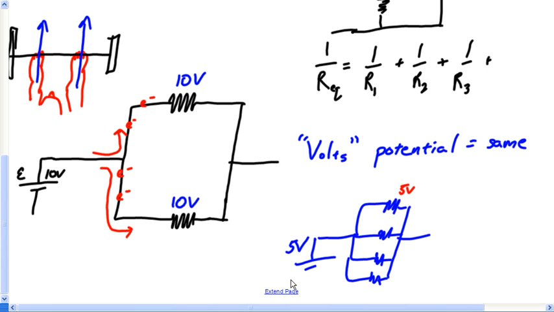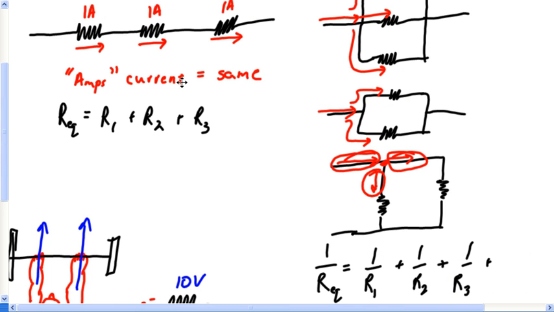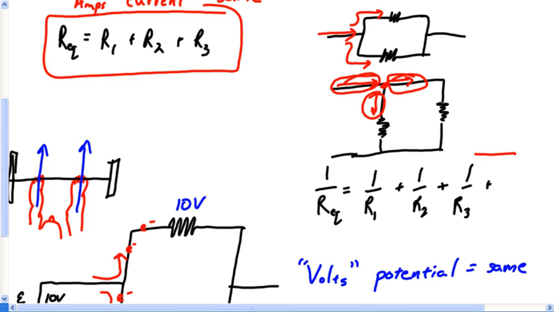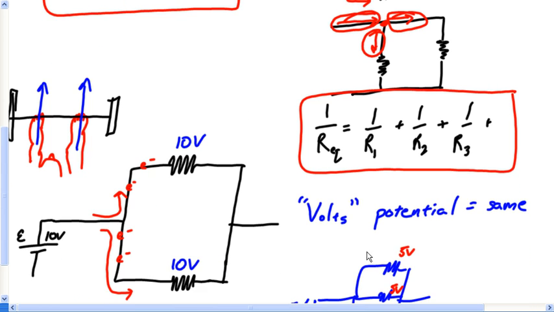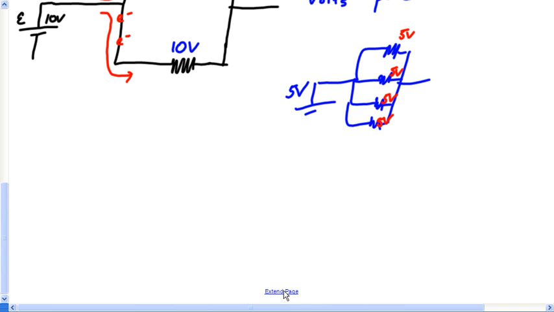It means there's a potential of 5 volts on every single one of those resistors in this problem. Now, believe it or not, in order to do resistor problems, you need this basic understanding, this little bit of knowledge. Amps, the current's the same in series. You need this equation, and you need this equation. The only other two equations you might ever need in any circuit problem, well, the most important of all, V equals IR, Ohm's law.